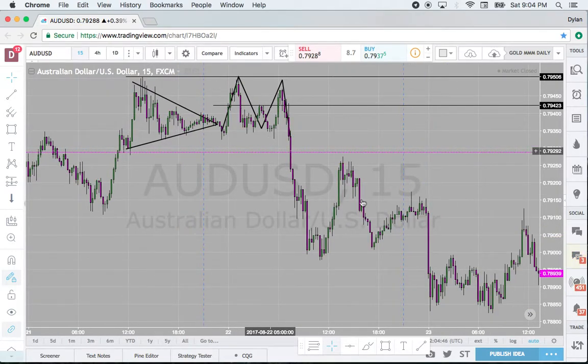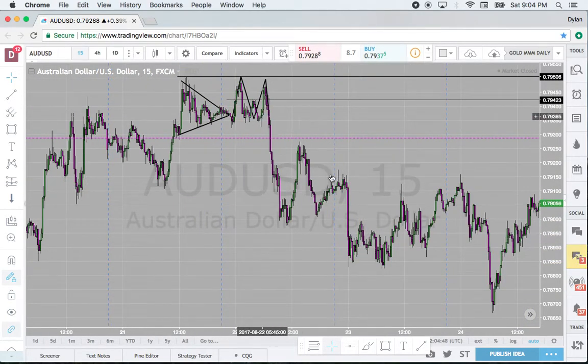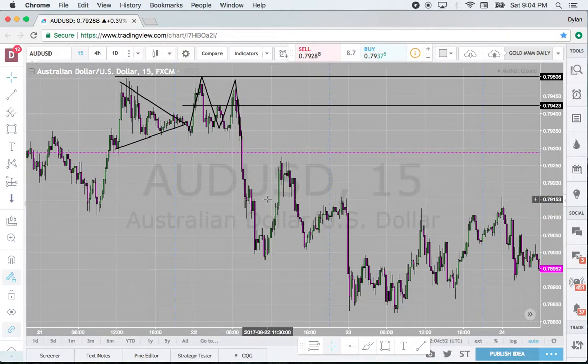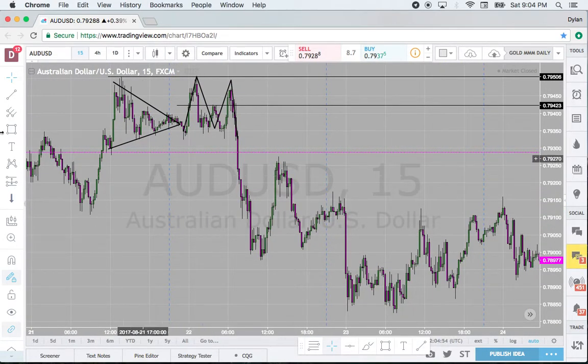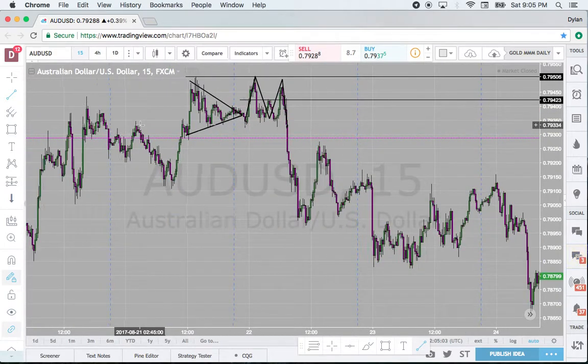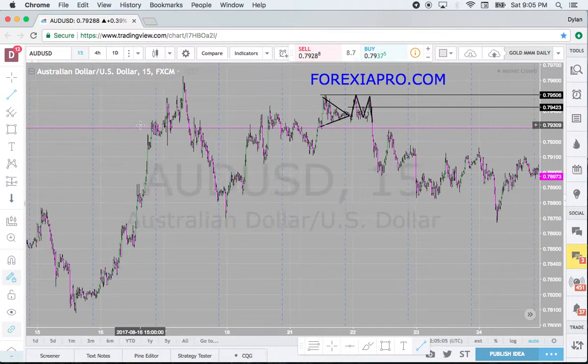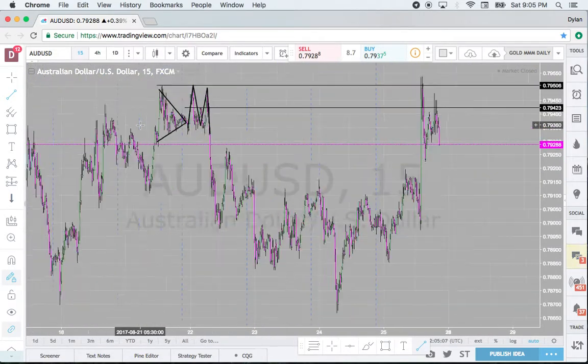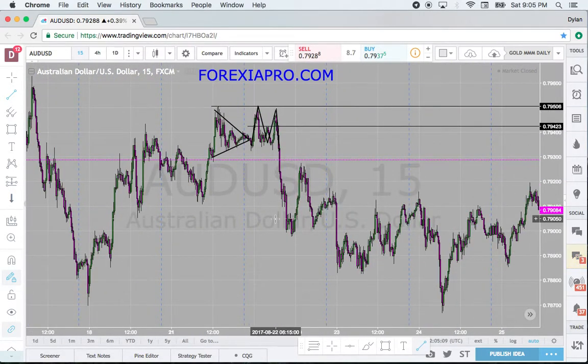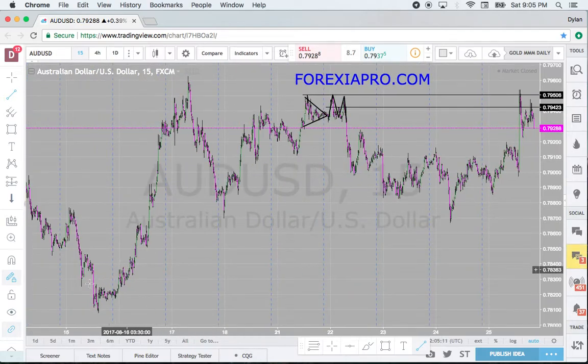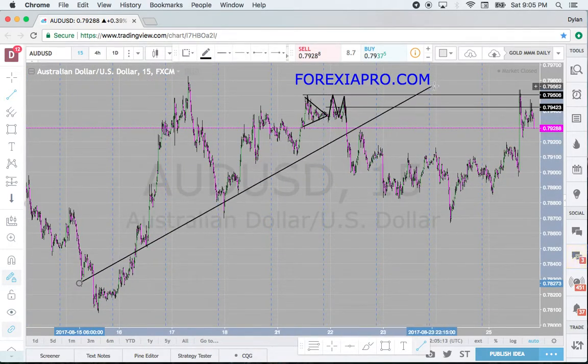So to give you a better idea of what I just said, the 15-minute interval is, for example here, here's the uptrend.